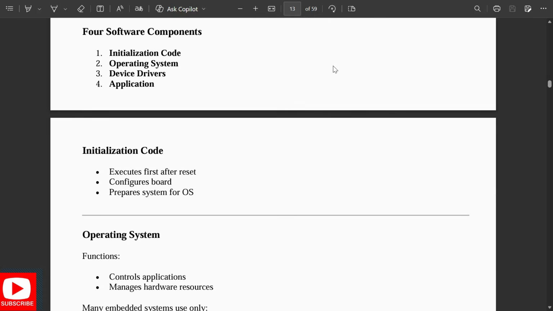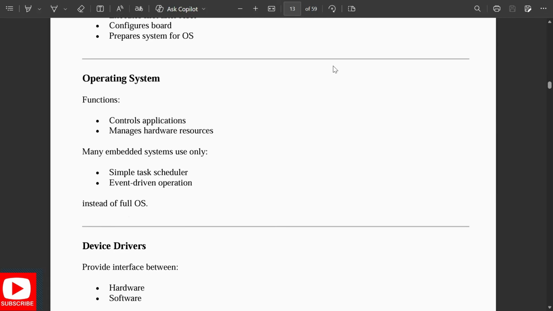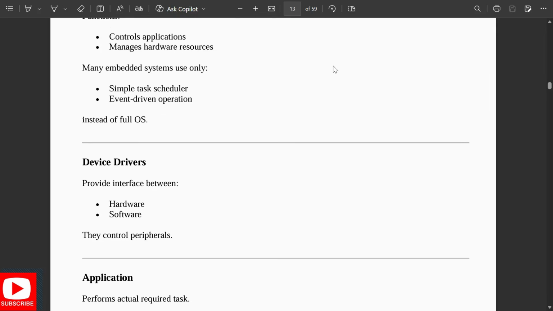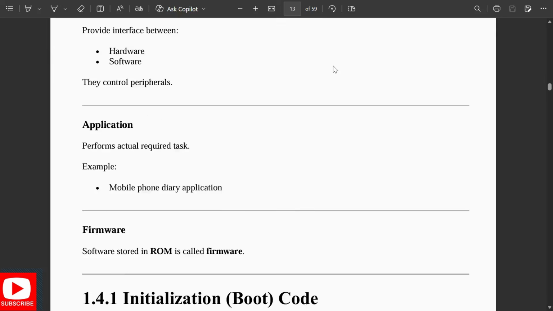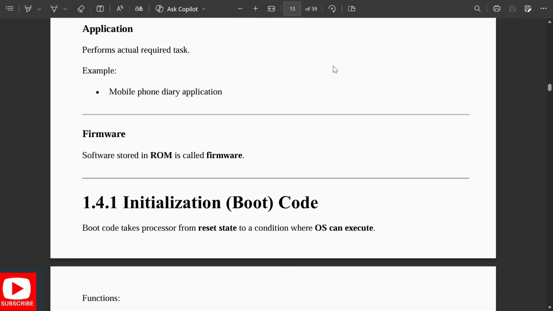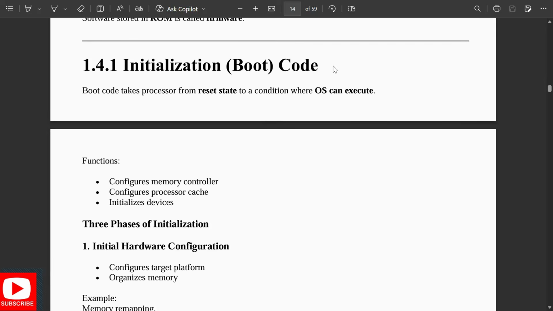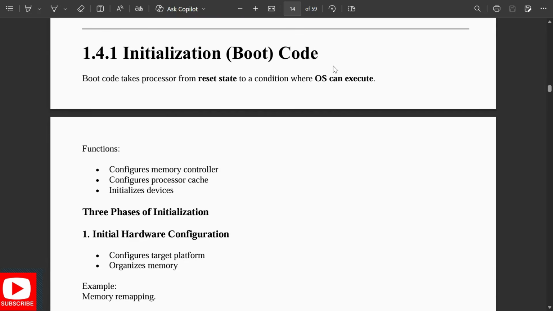It prepares the system for the operating system. The operating system controls the applications and manages the hardware resources. Many embedded systems use only a simple task scheduler with event-driven operation instead of a full OS. Device drivers provide an interface between the hardware and software. The application performs the actual required task. Firmware is software stored in the ROM. Initialization is the boot code. Boot code takes the processor from the reset state to a condition where the OS can execute.